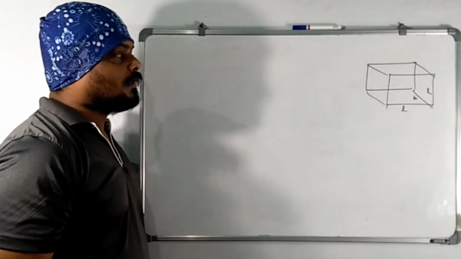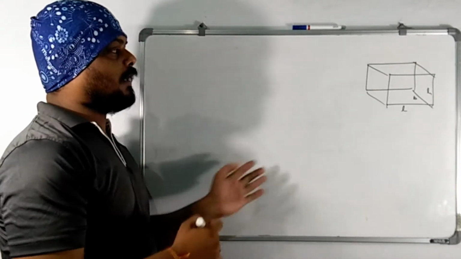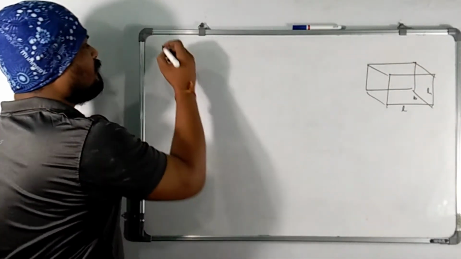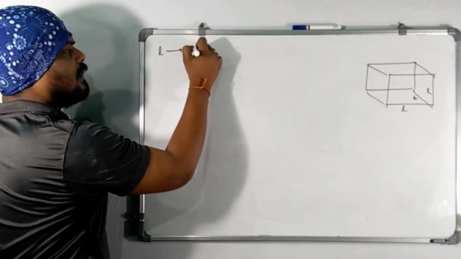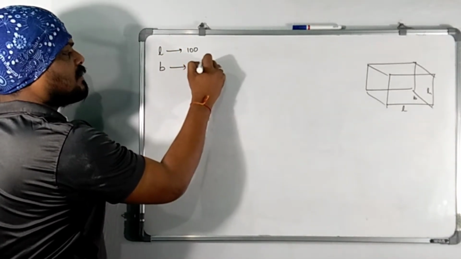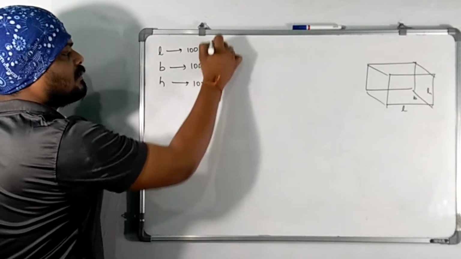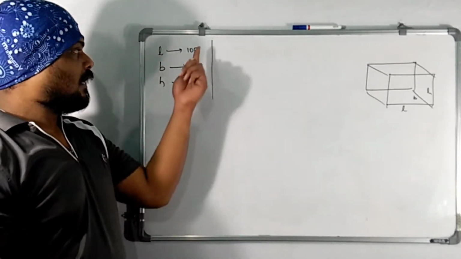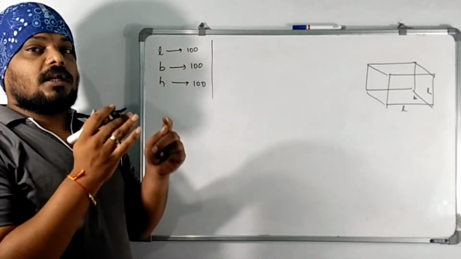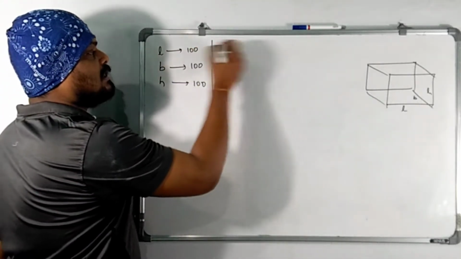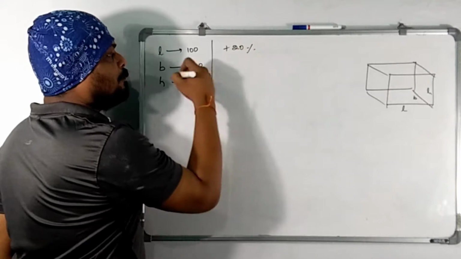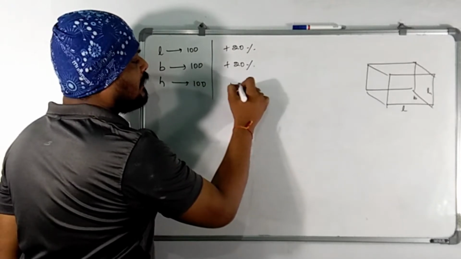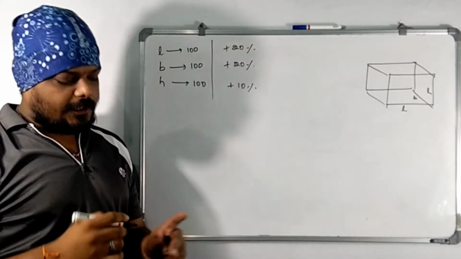So let us assume the previous cuboid. Assume this cuboid as the increased cuboid. Assume the previous cuboid, whose length will be 100%, breadth will also be 100%, and height will also be 100%. Let it be how many centimeters or meters, that doesn't matter. Here let us assume it as 100%. The conditions of the question are: length is increased by 20%, breadth is also increased by 20%, and height is increased by 10%, isn't it?